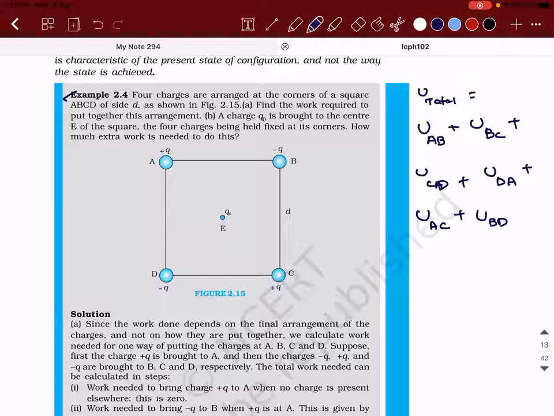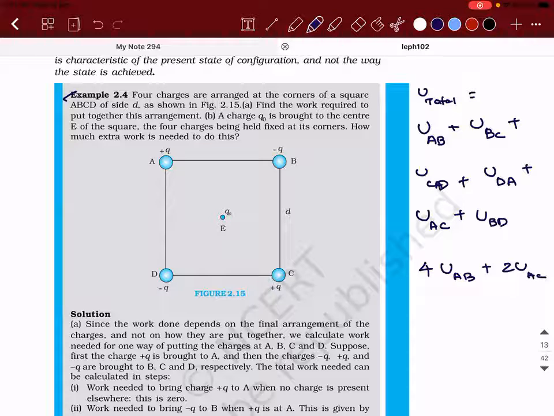Now tell me one thing. Out of these, 4 values will be the same. What are they? AB, BC, CD, DA. Why? Because same combination of charges and same distance of separation, right? So can I write 4 times UAB plus, what about UAC and UBD? They are equal because in one set you have both positive charges, in the other set you have both negative charges. So plus 2 times UAC.